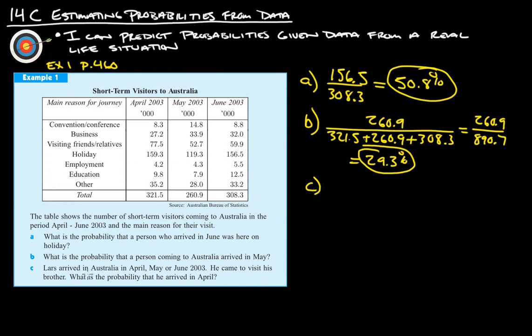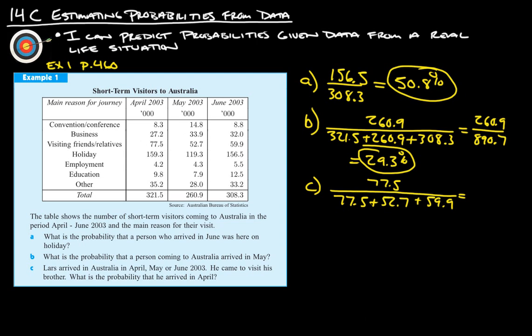Anyway, last one here. Lars arrived in Australia in April, May, or June of 2003. He came to visit his brother. What's the probability that he arrived in April? All right. So what we want to do is get all the people that are visiting family, friends, and relatives. So that is 77.5, 52.7, and 59.9. Those are all the people that were visiting relatives. And then what's the probability that he arrived in April? So that would be the 77.5.